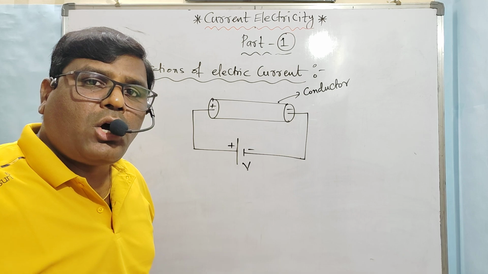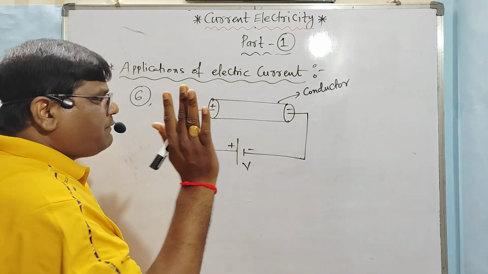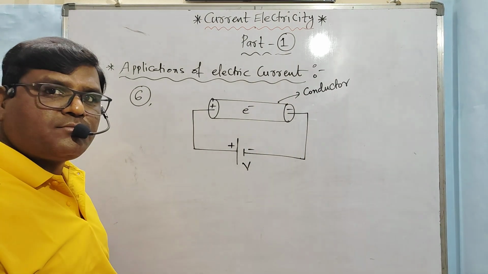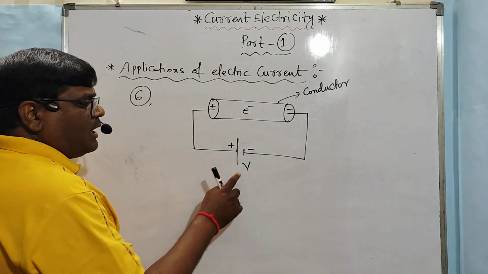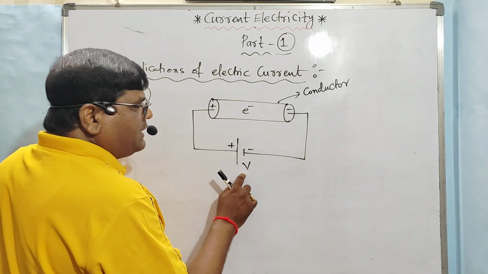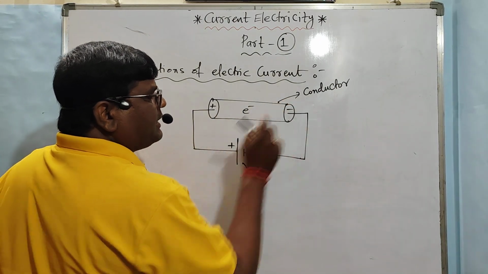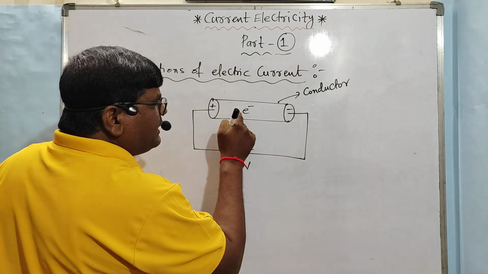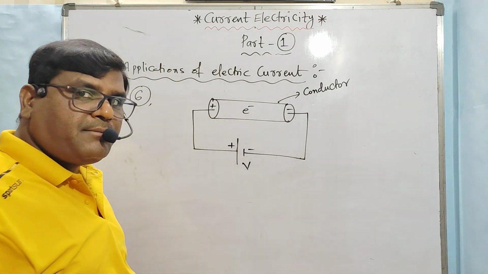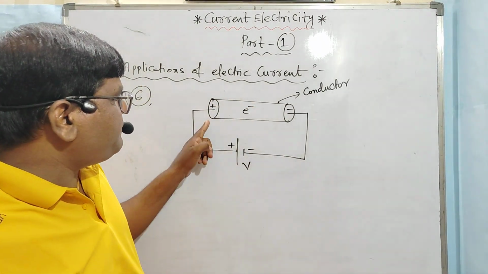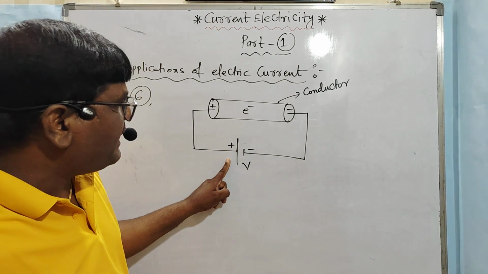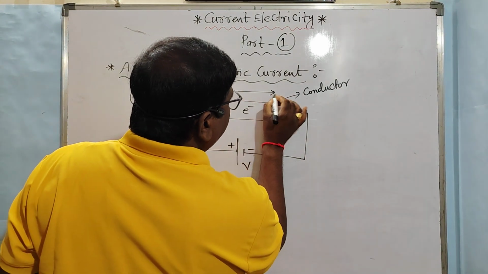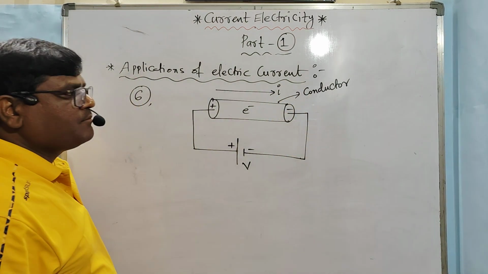For example, I am considering one electron here, like this. When you apply a potential difference of V across the ends of the conductor, in which direction will this electron move? Tell me. If this conductor is connected like this to the battery, this is the direction of the current.